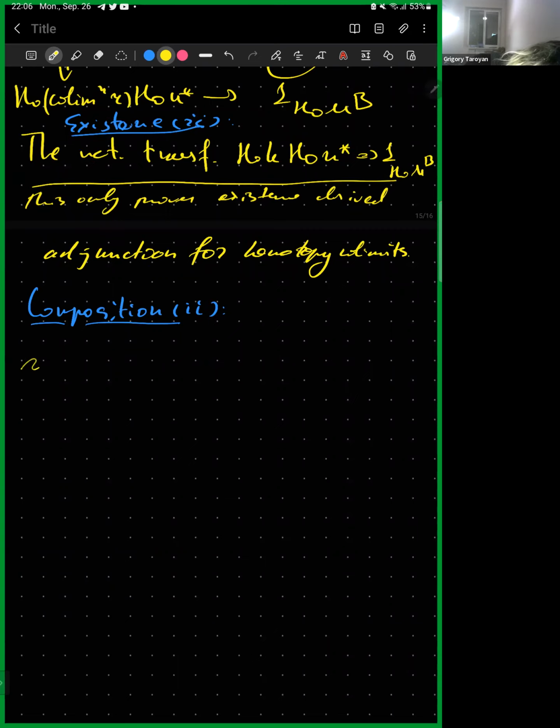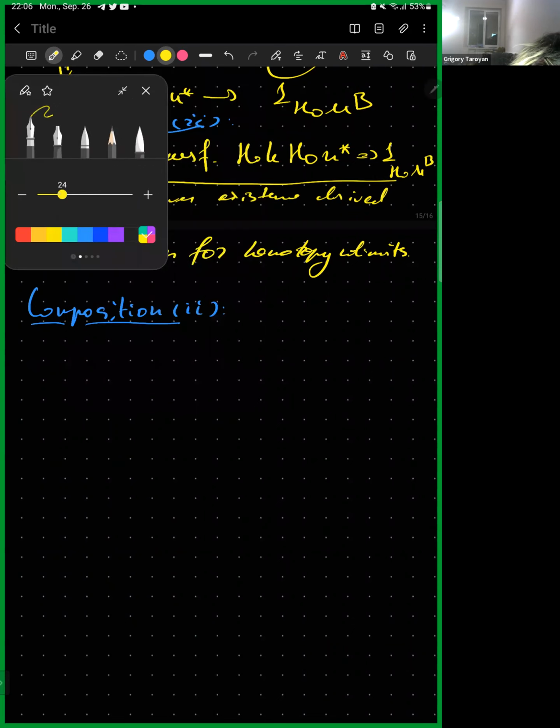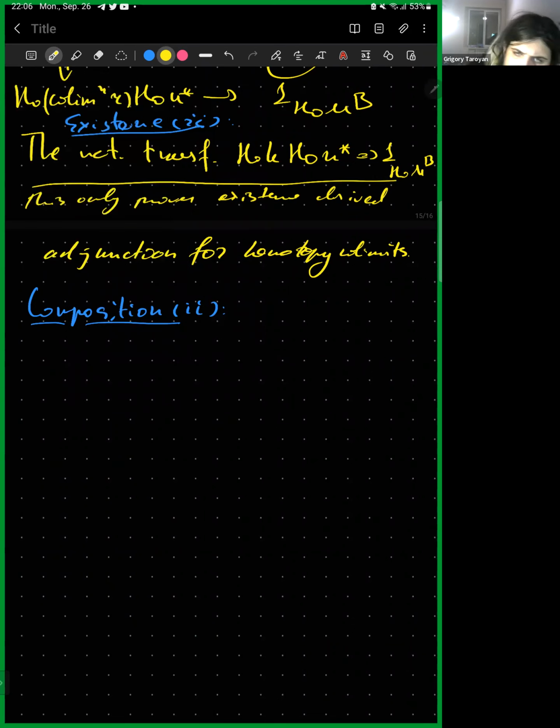So let me try to write it down. So it works like this.